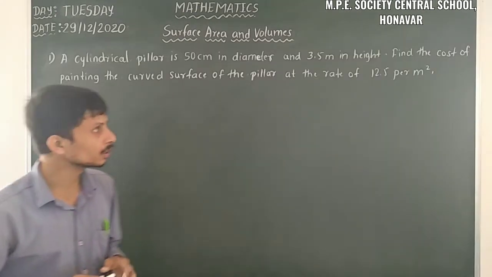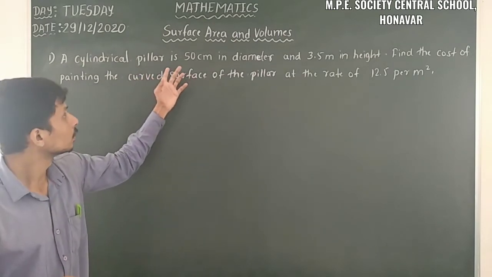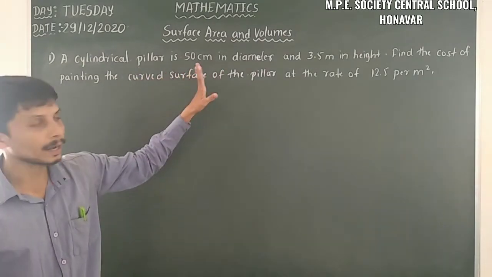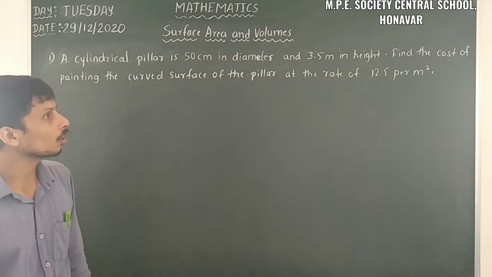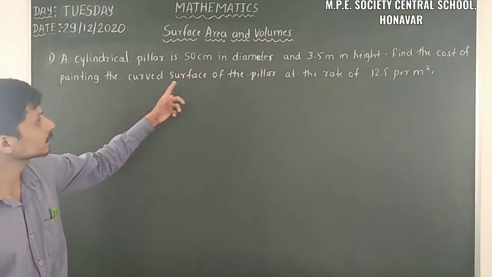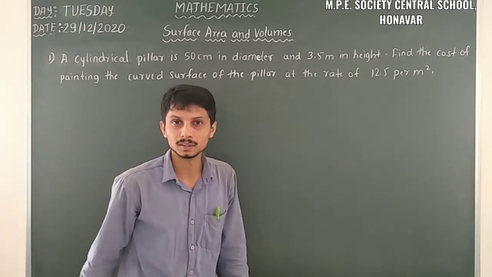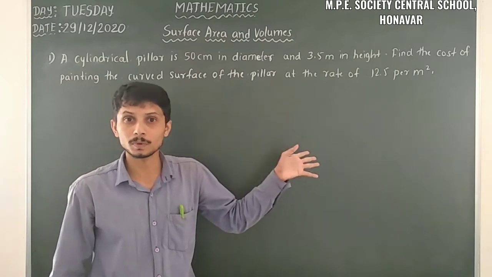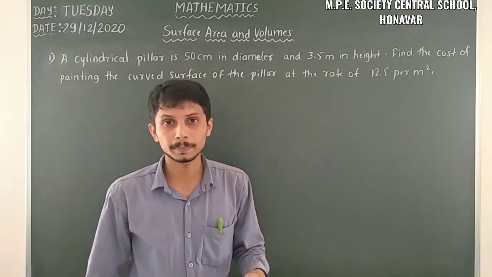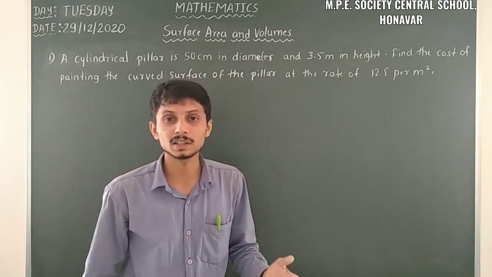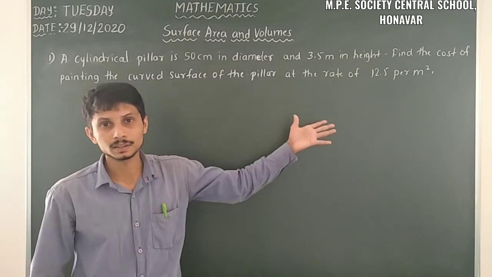From this video, just observe, we have a cylindrical pillar that is 50 centimeter in diameter and 3.5 meter in height. Find the cost of painting the curved surface of the pillar at the rate of 12.5 per meter square. I think you know about cost related problems in the case of total surface area and the lateral surface area of a cuboid and the cube. Likewise, the same thing applies here also.